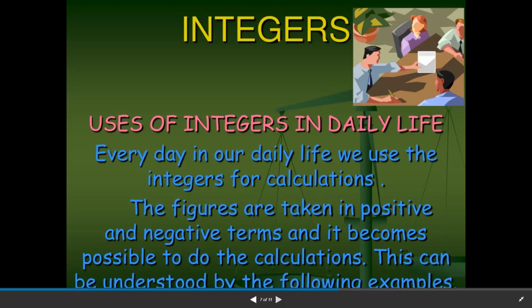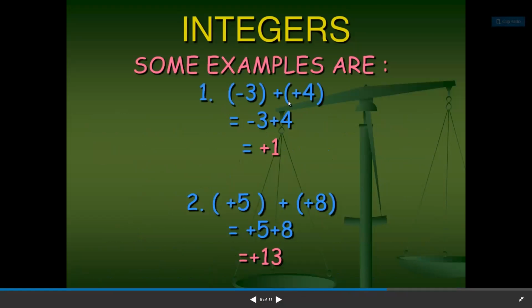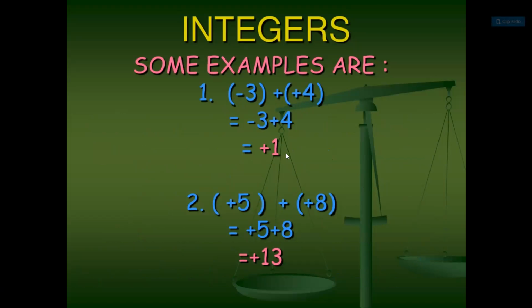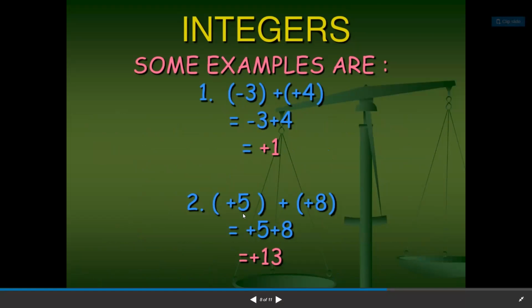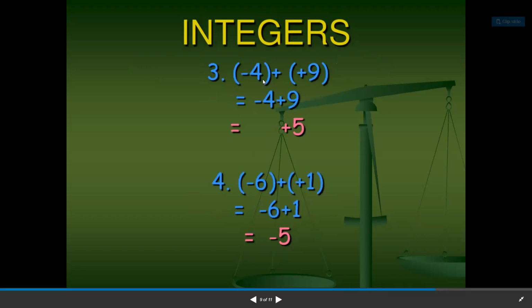So I'm showing you examples here. Some examples of integers are, look here, -3 plus +4. So -3 can be written as -3, and plus into plus is plus, and 4, and it's +1. And again, in number 2, +5 plus +8 equals plus in plus and plus, it makes +5 plus 8, that is +13. And here you can see with a different sign, minus and plus. So -4 plus 9 is 9 minus 4, that is +5, because the bigger number has plus sign in front. And finally, -6 plus 1 is -5, and that is -5.